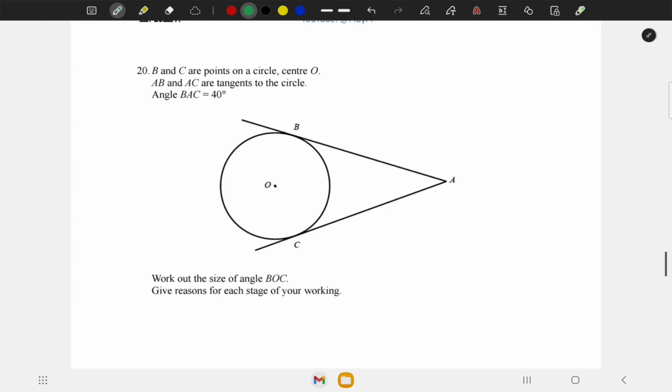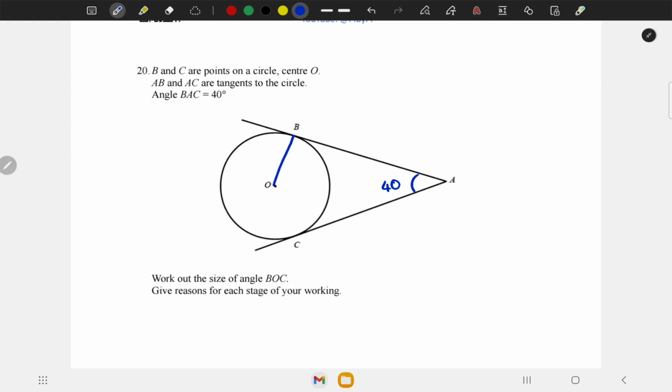B and C are points on a circle with a center O. AB and AC are tangents to the circle. Angle BAC is given as 40 degrees. Let's just mark that in. This one is 40 degrees. Work out the angle BOC.